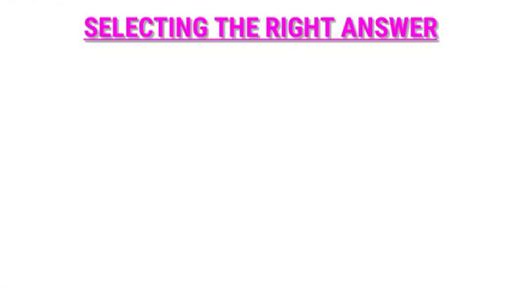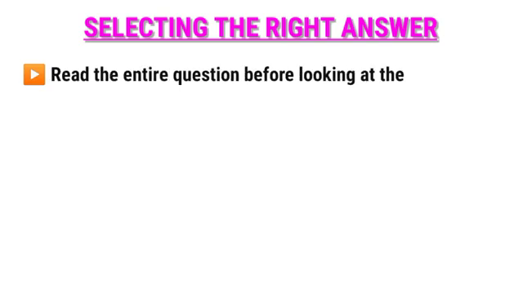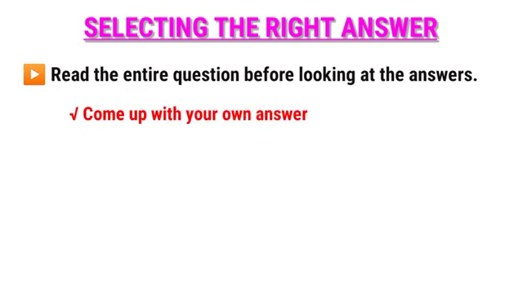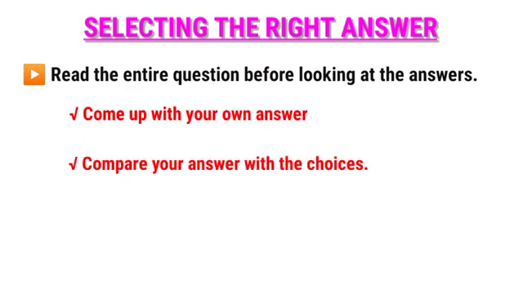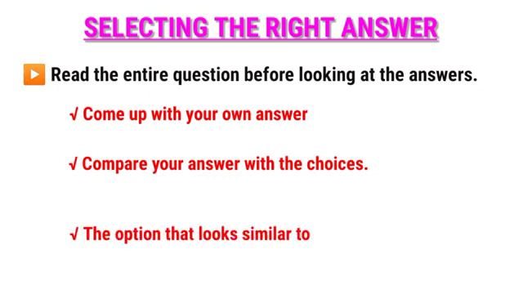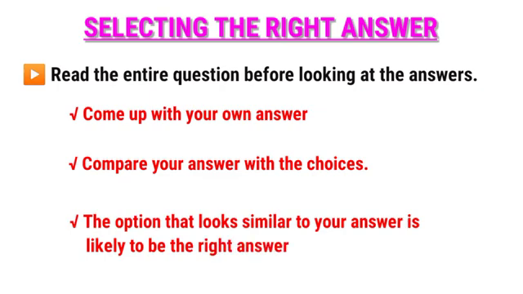When answering multiple choice questions, how do you select the right answer from multiple options? First of all, you need to read the entire question before looking at the answers. Don't read the question halfway. Read it completely to the end before you look at the answers. Even before looking at the answers, after reading the question, do well and come up with your own answer. Then you compare your answer to the options or the choices given.